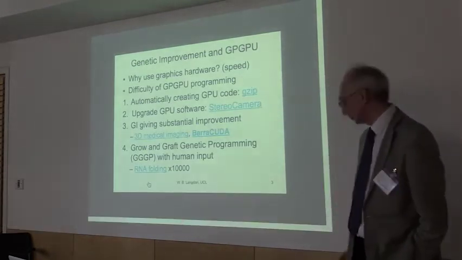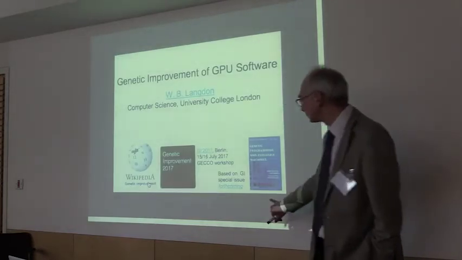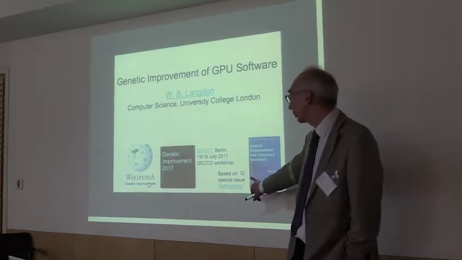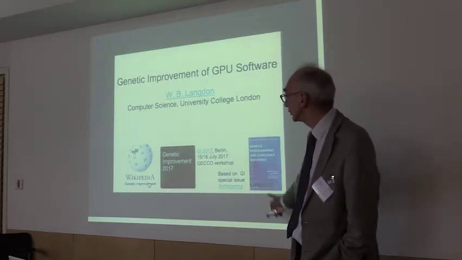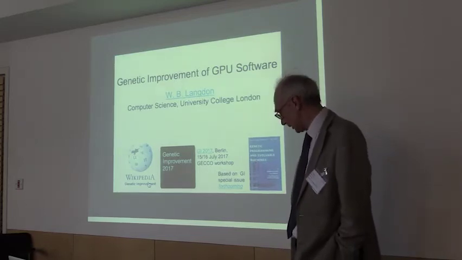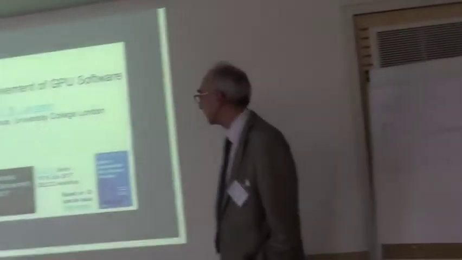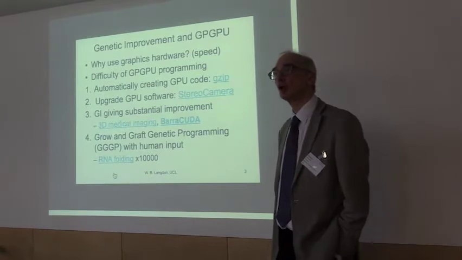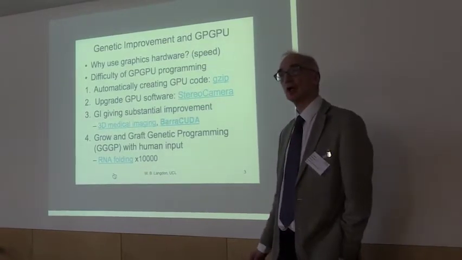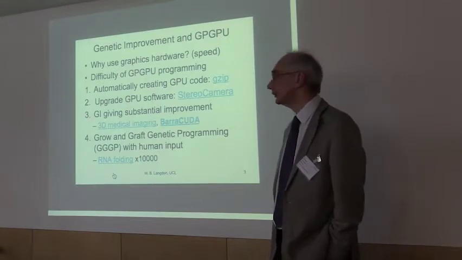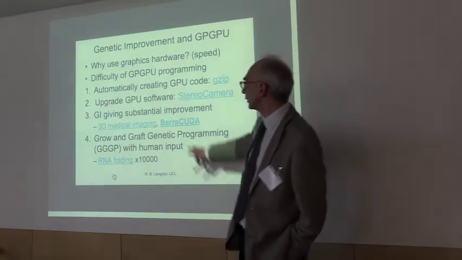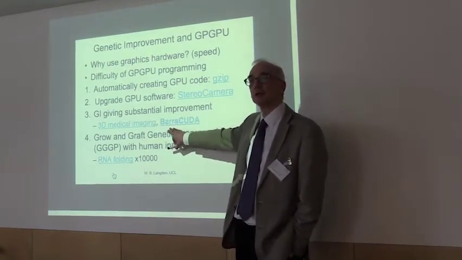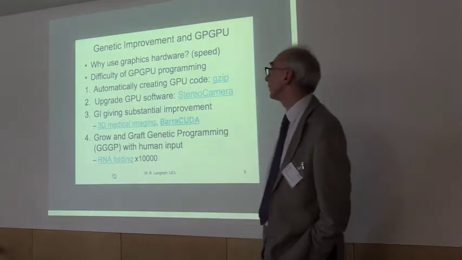What I wanted to talk to you about is some work that's coming up in the genetic improvement special issue of Genetic Programming and Evolvable Machines. There's an article there, it's already online, but it will be in the next issue of the journal, where we classified work on genetic improvement and running on graphics cards into basically four classes. The one I'm going to concentrate on today is Barracuda. So the talk today is going to be about Barracuda.